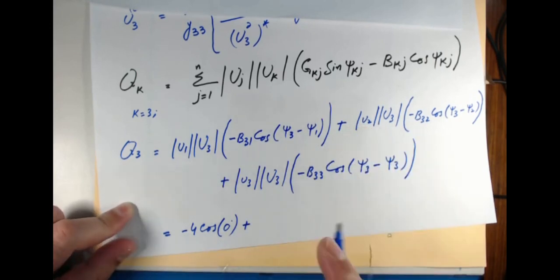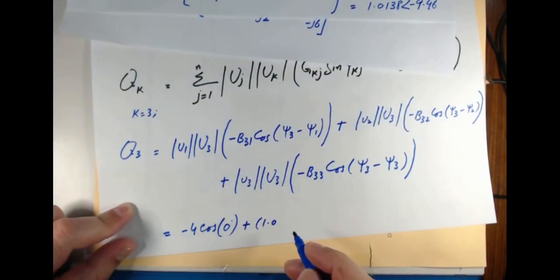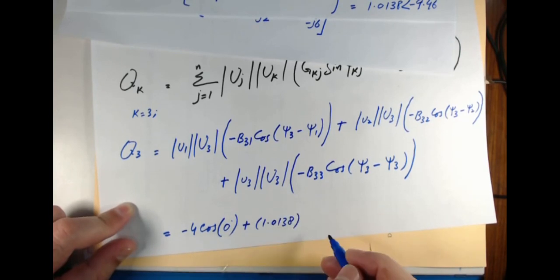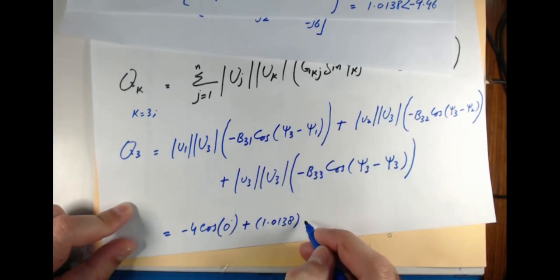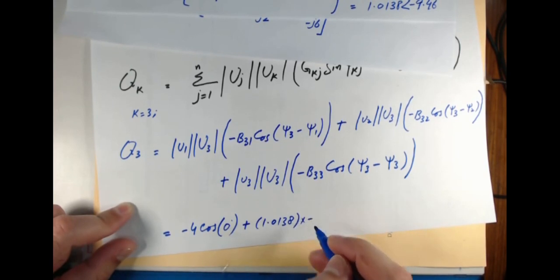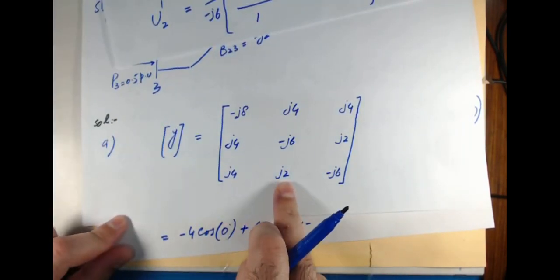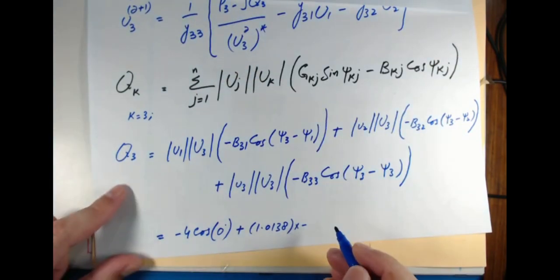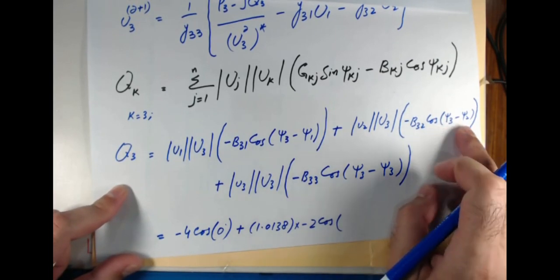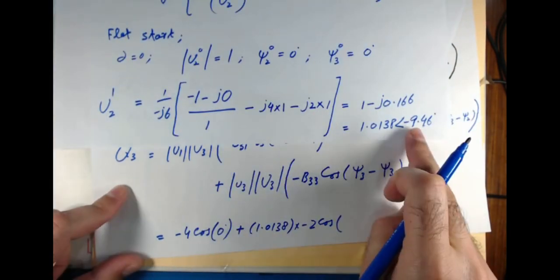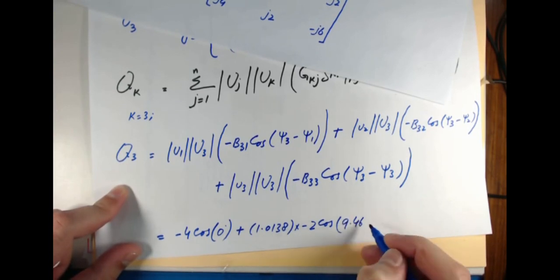This is basically, as I mentioned before, 1.0138, the magnitude of it. The other one is the voltage at the voltage control bus, which is 1, and it becomes multiplied by minus B32, which is J2, so B32 is 2, so that becomes minus 2 cos of the angle between bus number 3 and bus number 2. As this is assumed 0, and this angle is minus 9.46, and already we have a negative sign here, so this becomes positive, that becomes 9.46.